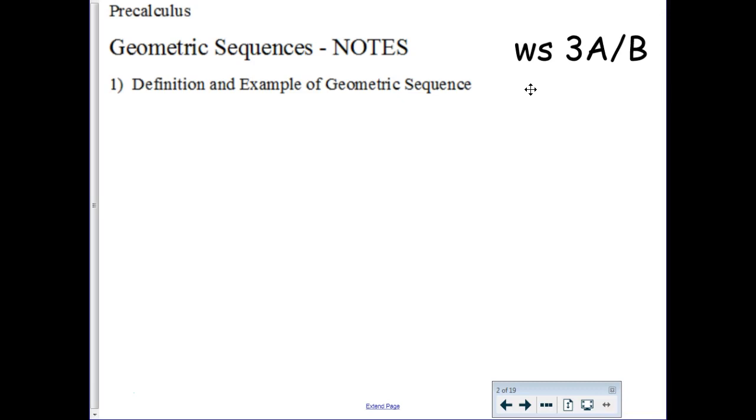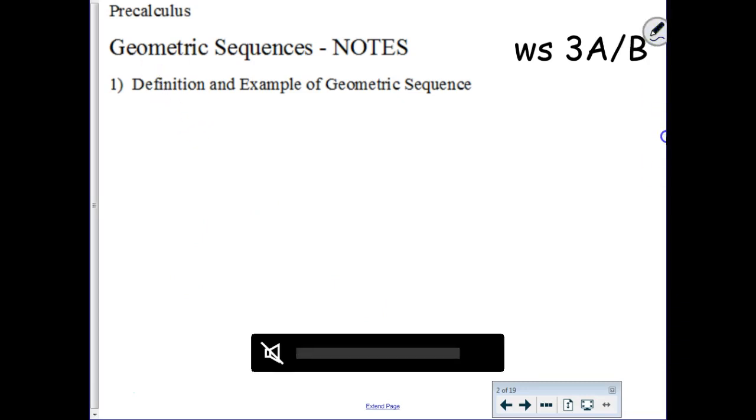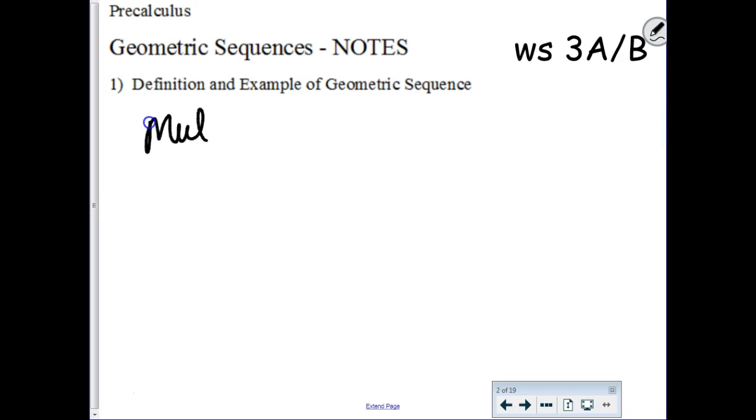And when you have a geometric sequence, you're going to multiply by a common ratio each time. So the way you hop from term to term is that you multiply by a common ratio.